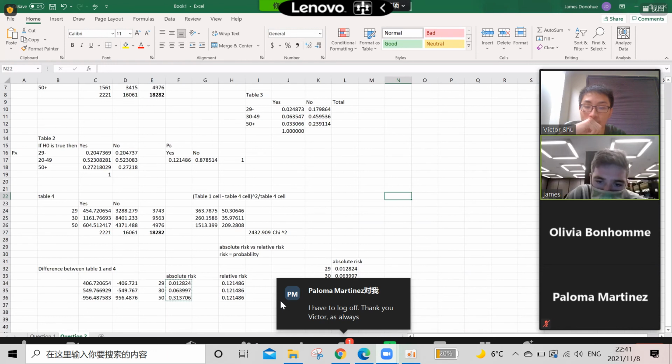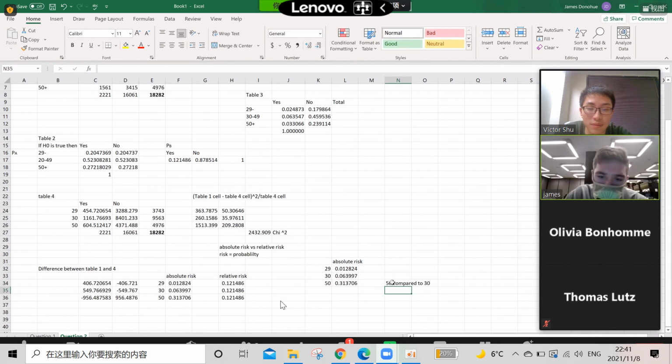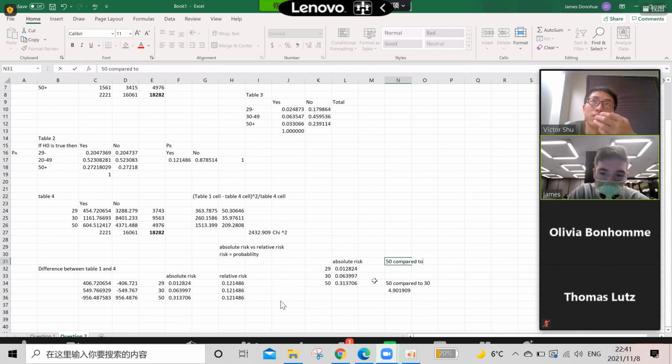Okay. So 50 compared to 30 would equal this divided by that. So they're almost 5 times more likely. Yeah, and that is my relative risk, right? I think that is the term relative risk. It means I'm 5 times more risky than the middle-aged group. That is actually the relative risk.